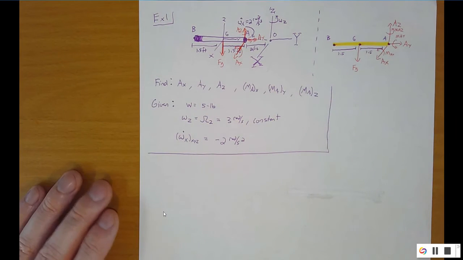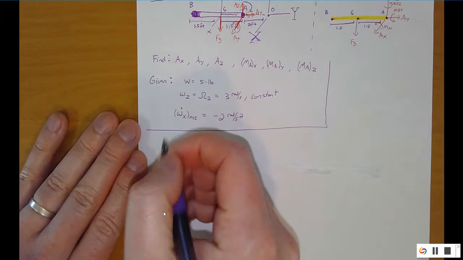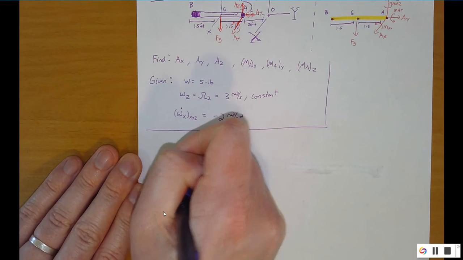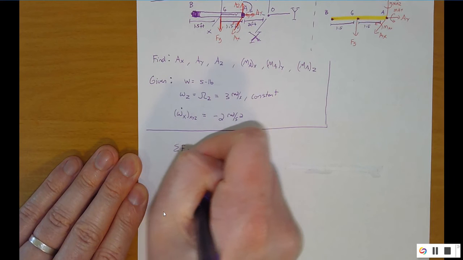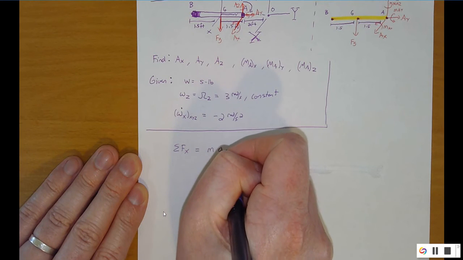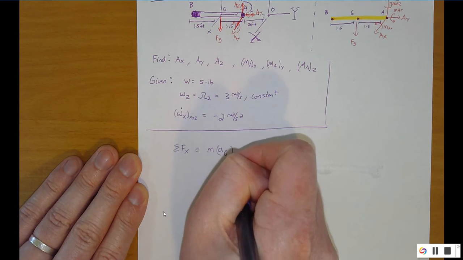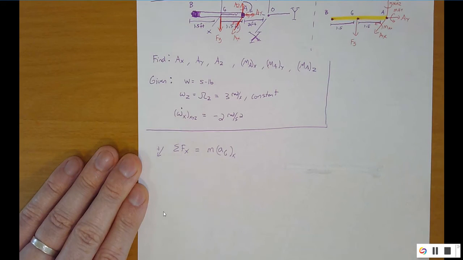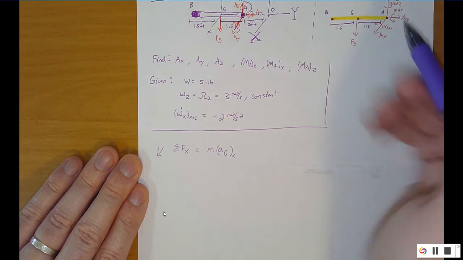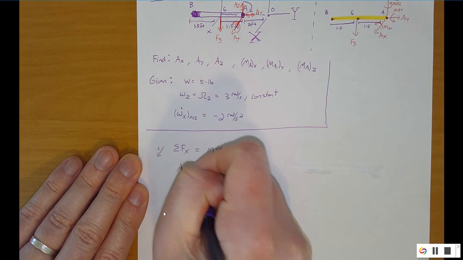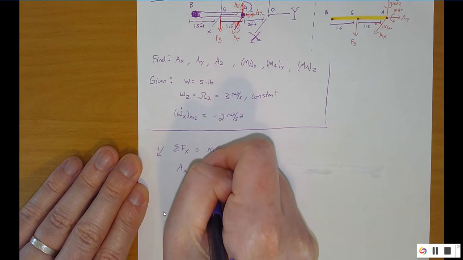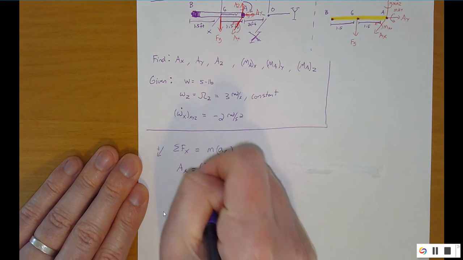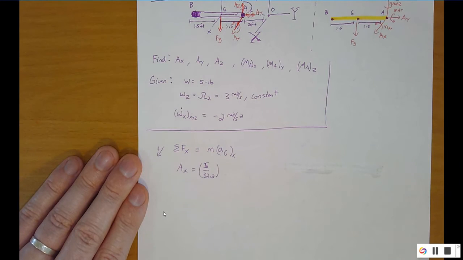So then what we want to do is try to find each of these. Let's start with our translation. Sum of forces in the x equals mass times acceleration of the center of gravity in the x. Again, if you can, indicate which direction is positive for these things. This is just going based on this coordinate system. So all I'm going to have in the x direction is the Ax. The mass is going to be 5 divided by 32.2. And then a_Gx I need to find. I'll actually have to find it for ay and az as well.